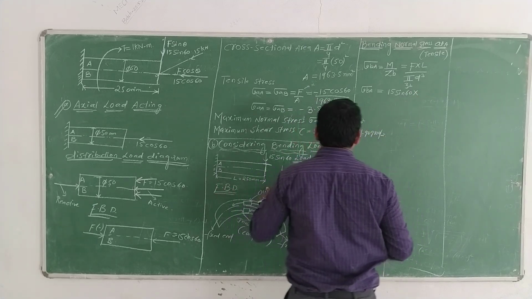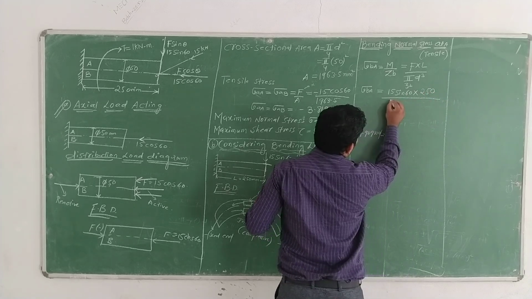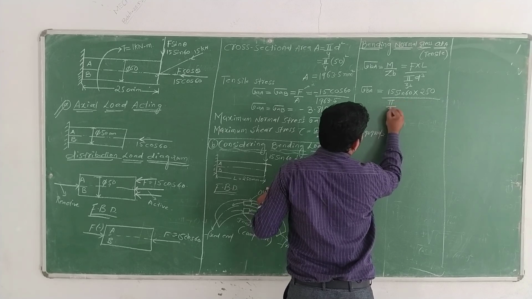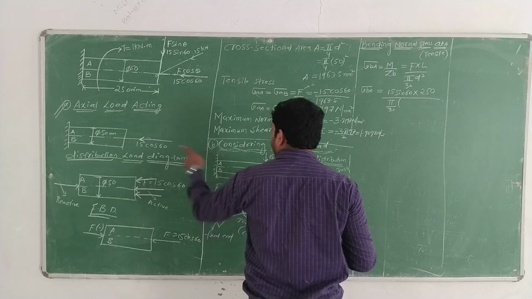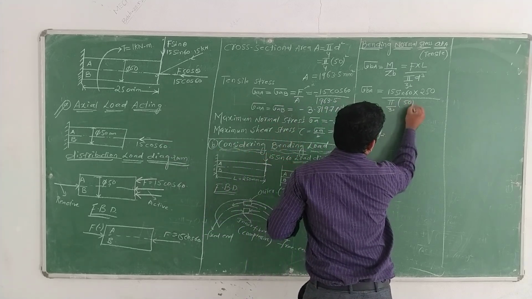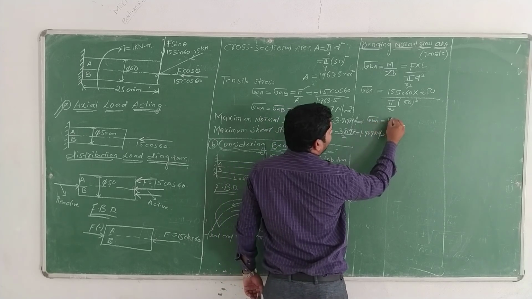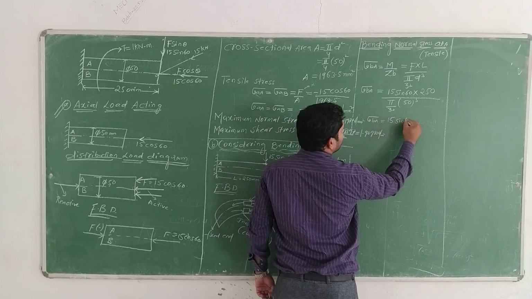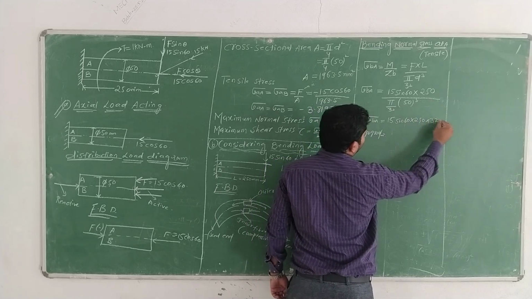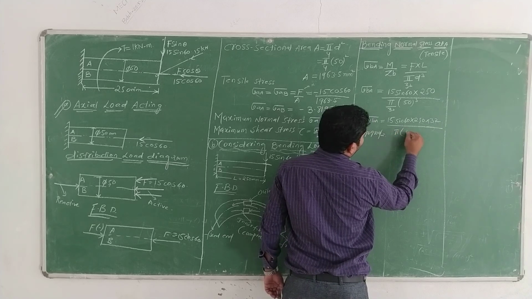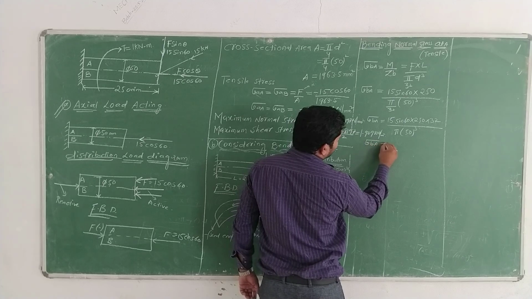The length of this specimen is 250, by pi by 32. The D value is 50 mm diameter whole cube. Then sigma BA equal to 15 sin 60 into 250 into 32 by pi into 50 whole cube, then you will get the answer of bending stress acting at point A.